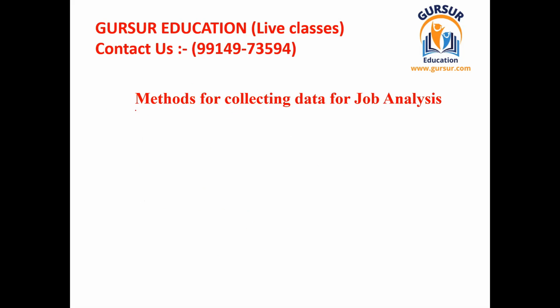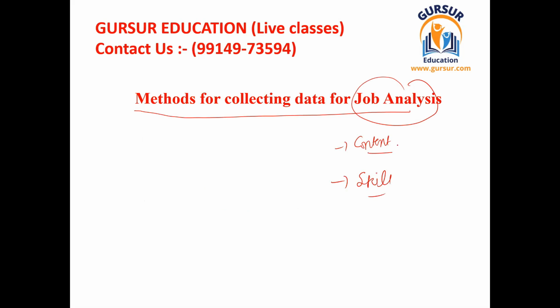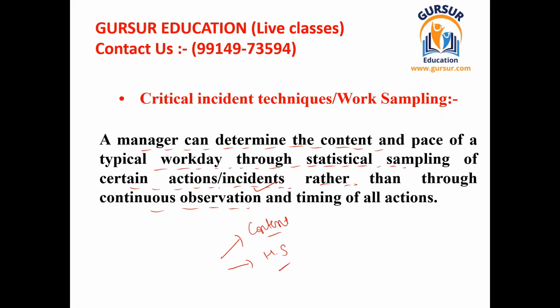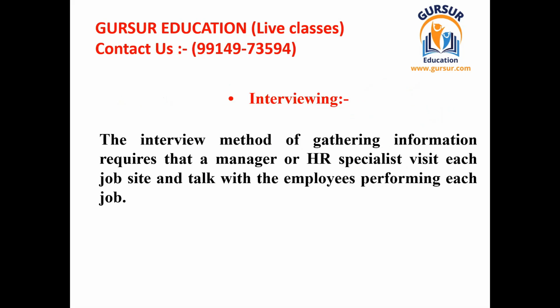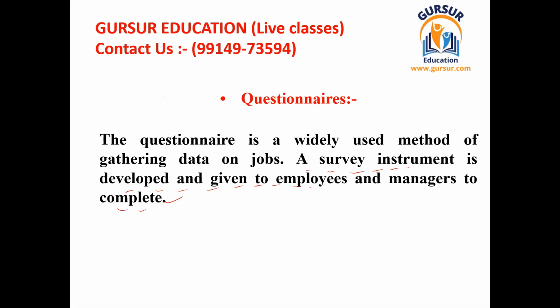I have taught you successfully the methods for collecting data for job analysis. I taught you that job analysis involves the analysis of content, or the job duties, and the skills. These are human specifications or requirements. So these two things are to be analyzed and jointly they make the job analysis. And how do you get the data for analyzing a specific job? There are 5 methods. First is observation, secondly the critical incidents method, then the employee diary log, then interviewing, and finally the questionnaire system. These things I have taught you completely.